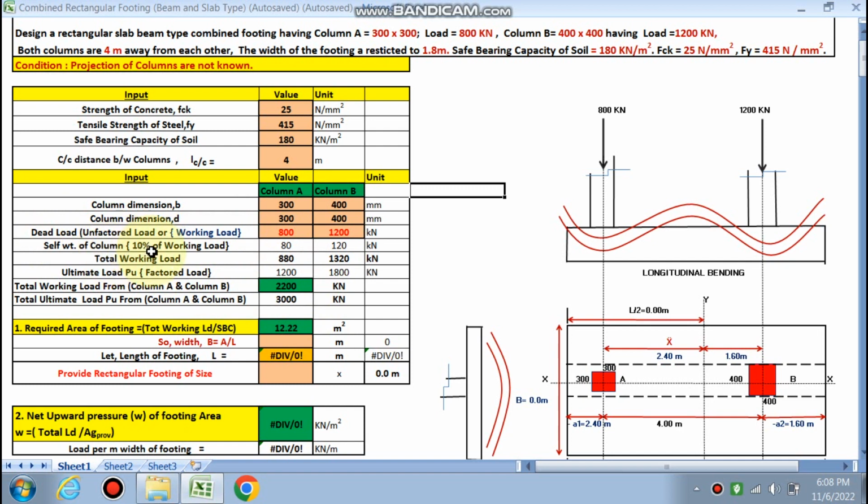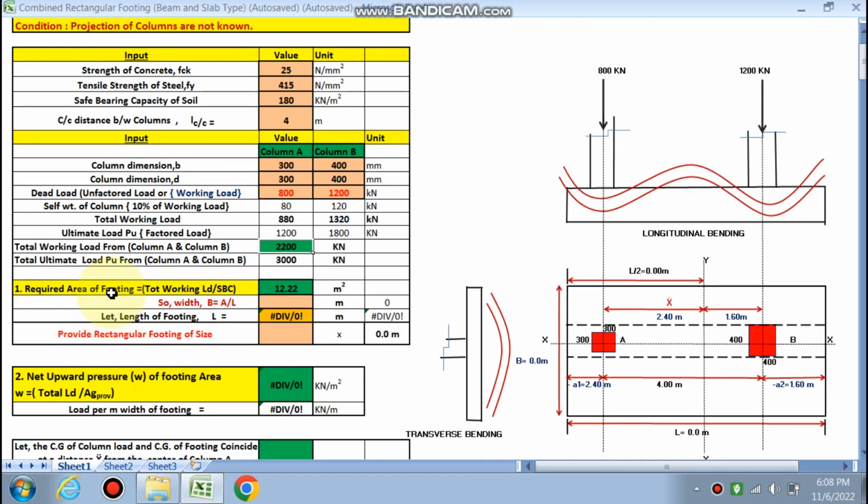Self weight of the column is 10% of the working load. This 10% of the working load will add up, and this is the total working load, and this is the ultimate load, the factored load. So total working load from column A and B is 2200. This all will be added up, right? Next is the required area of the footing. Total working load divided by the SBC, safe bearing capacity. So this much area is required.